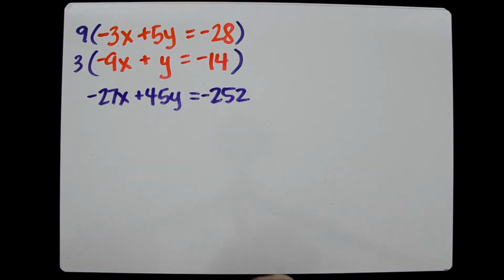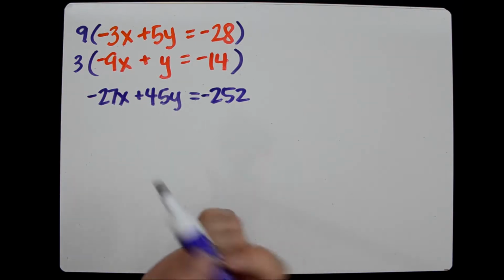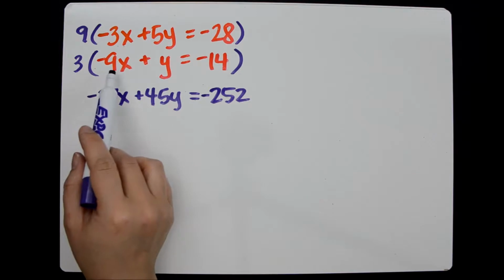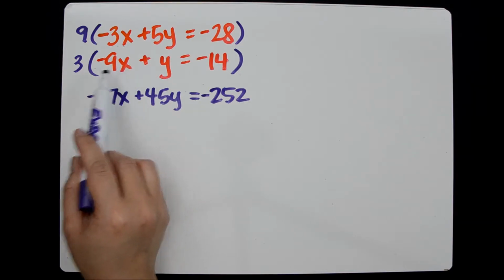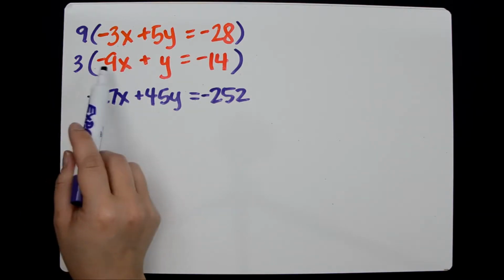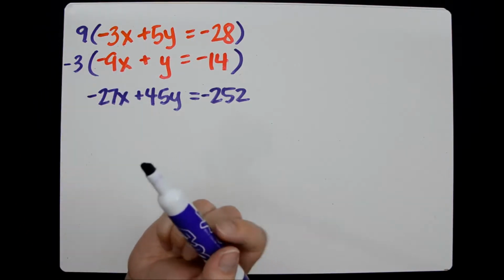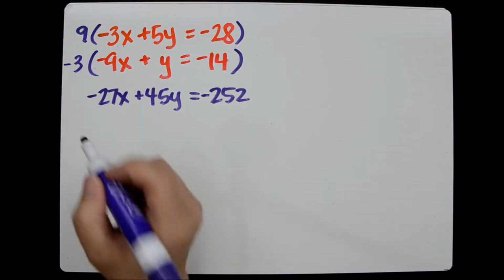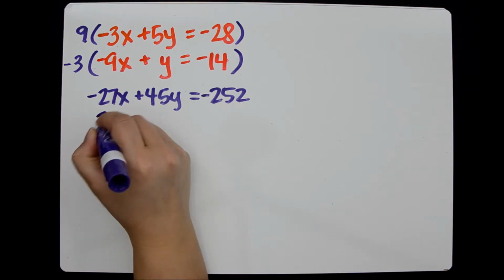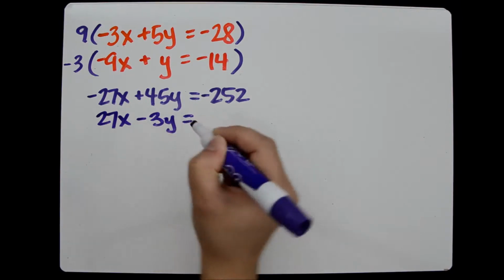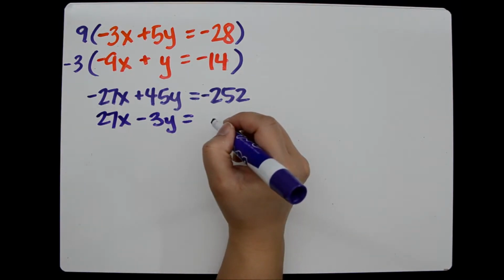And I have to be careful with my signs here. If my top x term is negative, I need my bottom one to be positive. And right now, the way I have it, it's not going to become positive. So I'm going to turn this 3 into a negative 3, and I know that negative 3 times negative 9 will give me the positive 27x that I need in order for my equations to eliminate. And this would be 42.